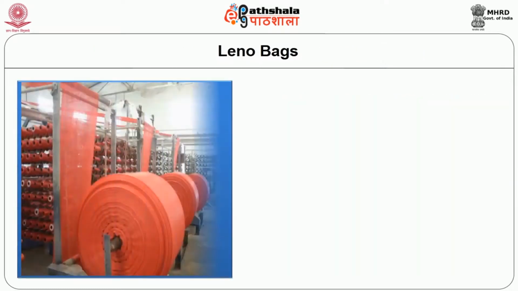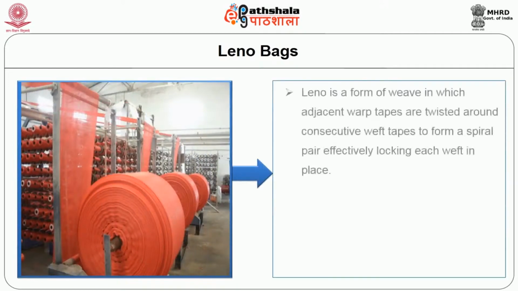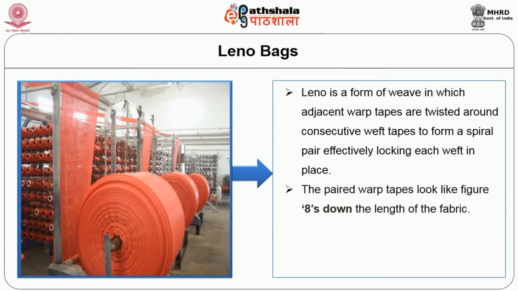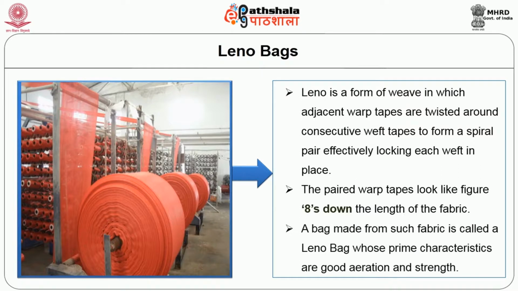Now we shall see about Leo bags. It is a form in which adjustable warp tapes are twisted around consecutive weft tapes to form a spiral pair, effectively locking each weft in place. The paired warp tape looks like a figure 8 down the length of the fabric. A bag made out of such a fabric is called a Leo bag. The main characteristics are good adhesion and strength.